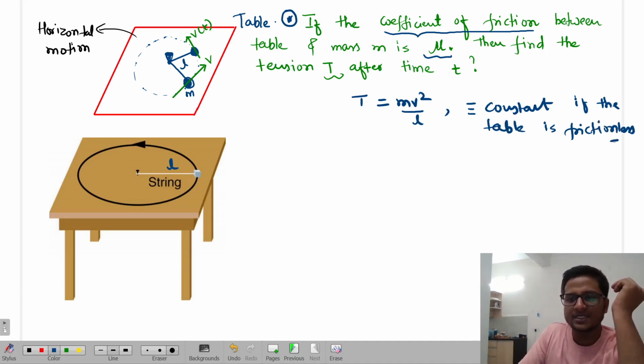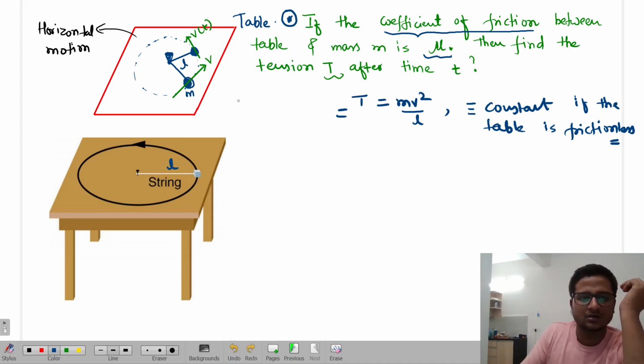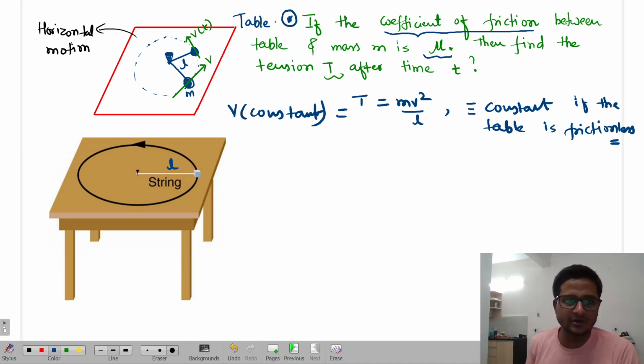Frictionless रहेगा तो velocity कैसी रहेगी? Frictionless है तो basically हो क्या जा रहा है कि अपन की velocity जो है वही, basically velocity is constant, and that is why my tension remains constant. Are you able to get me on?